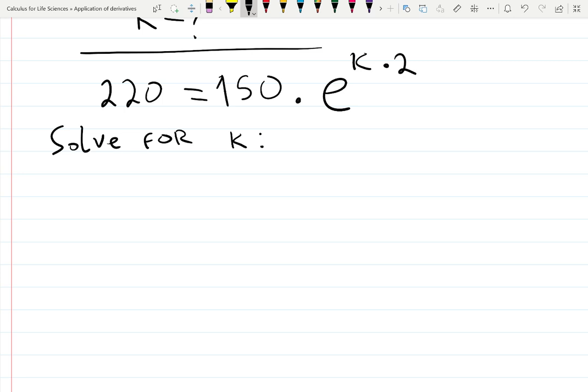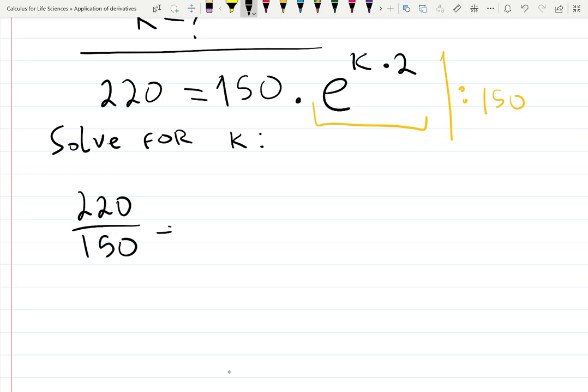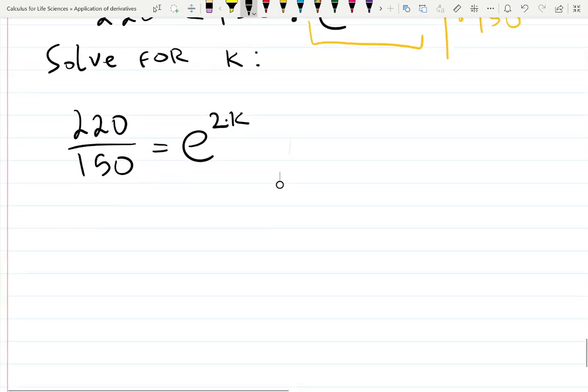They collect data. So the data collected tells me that 220 was in 2 hours. How would we find K? You know my idea. Isolate e to the k times 2. In this case, to isolate, I will divide by 150 to both sides. 220 over 150 equals e to the 2k. Isolating exponential function. I did that.